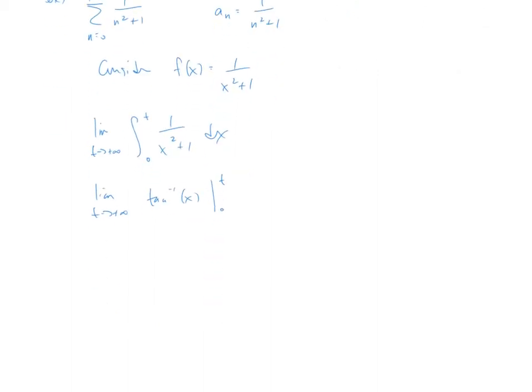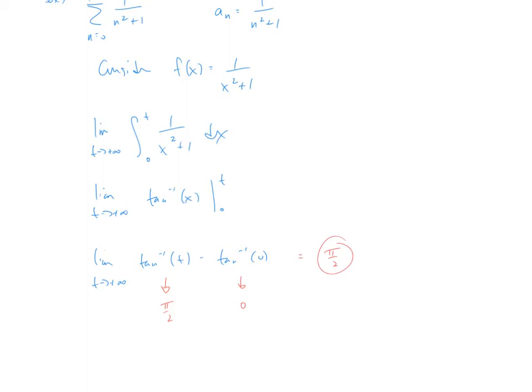And in doing so, this is going to now be the limit as t approaches positive infinity, inverse tan of t minus inverse tan at 0. So the inverse tan of t with t going to positive infinity gives us pi over 2. Inverse tan of 0 is going to be 0. So this thing ends up equaling pi over 2.